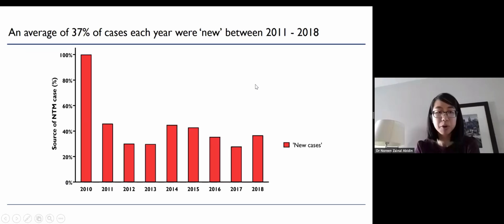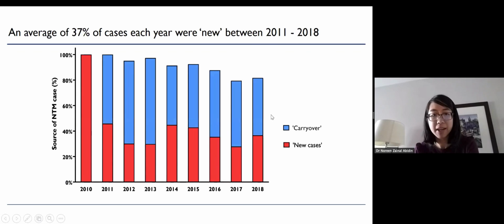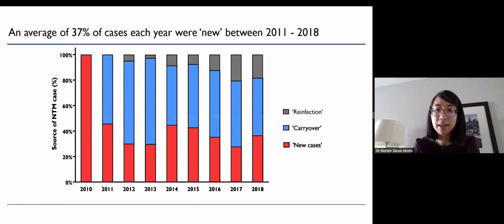And this graph shows the proportion of cases that were new each year. So for example, if you look at 2010, we classed 100% of cases as new, as we had no prior data previous to 2010. But with a focus on the subsequent years between 2011 and 2018, we found an average of almost 40% of cases each year were new. We found an average of 50% of cases had carried over NTM positive status into the next. And a smaller proportion of patients were found to be reinfected in the latter years.